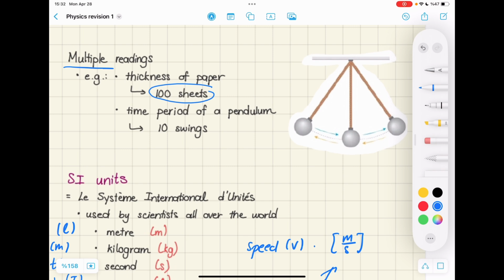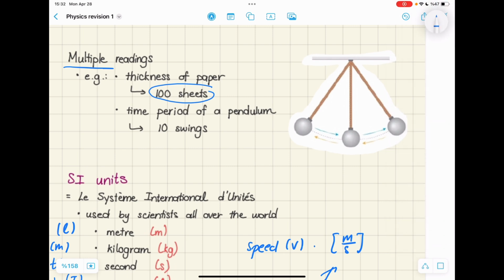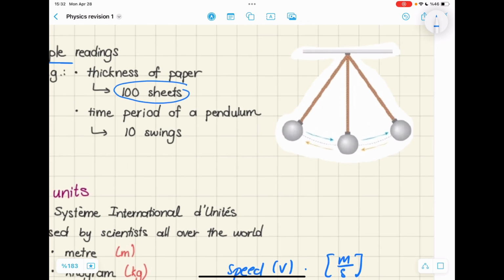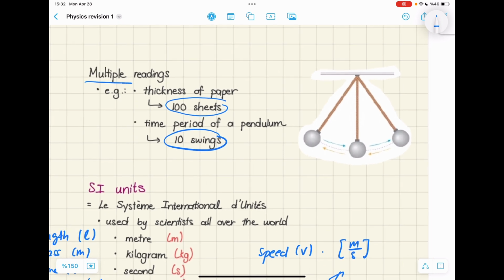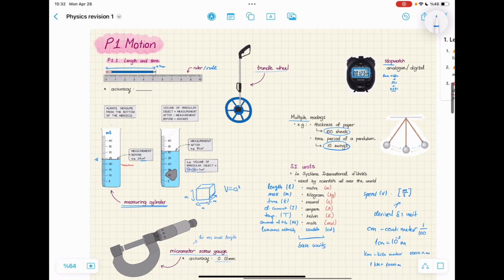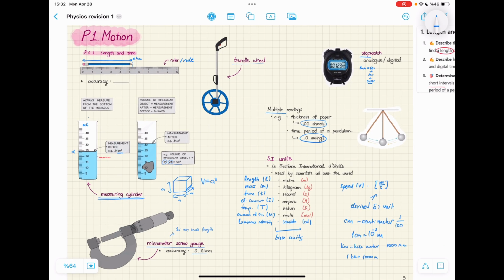Additionally, time period of a pendulum, for example, it is very, very hard for a naked eye to react properly to just looking at a pendulum that goes left and right, and to determine where it stops, especially with very small pendulums where the oscillations are very small. So usually what we do is we take 10 of these periods, and then we divide the time that we get by 10. Okay, so this is as far as length and time goes.